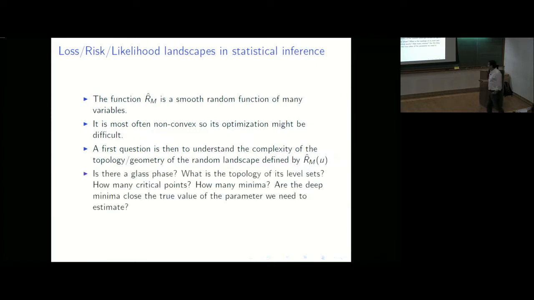So we'll have to settle that. So to come back to physics, is there a glass phase, to come back to the vocabulary used by Mark? That is, is there a phase where you have an enormous number of local minima or critical points? Then you would, of course, call the landscape complex.